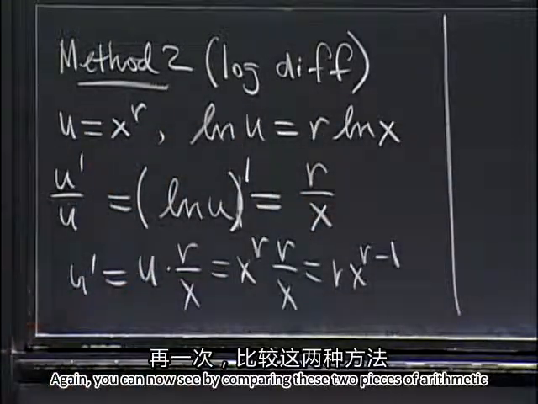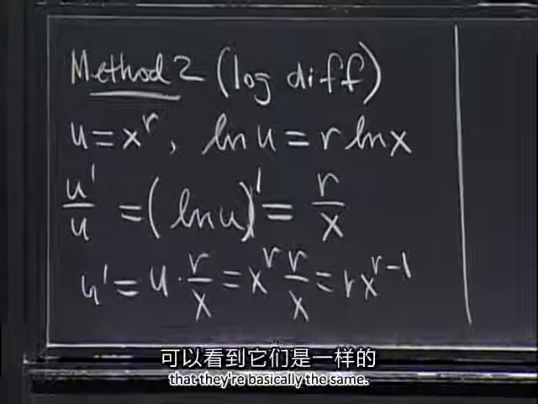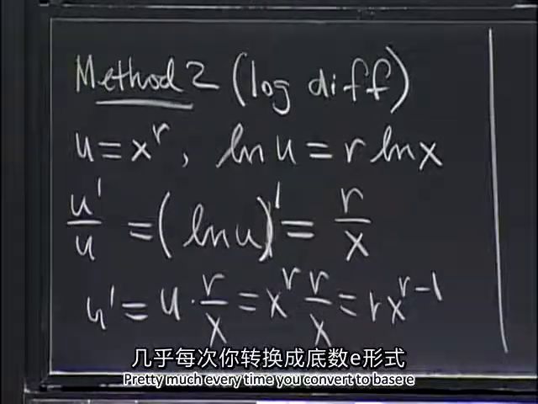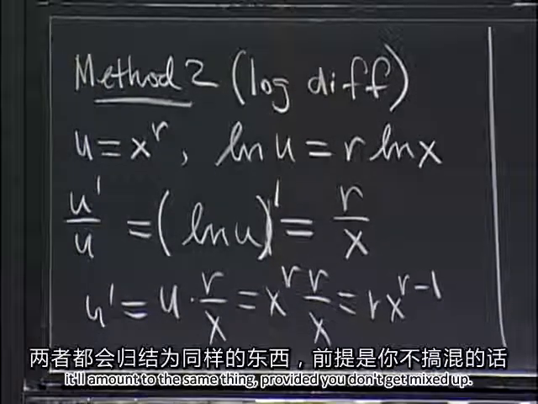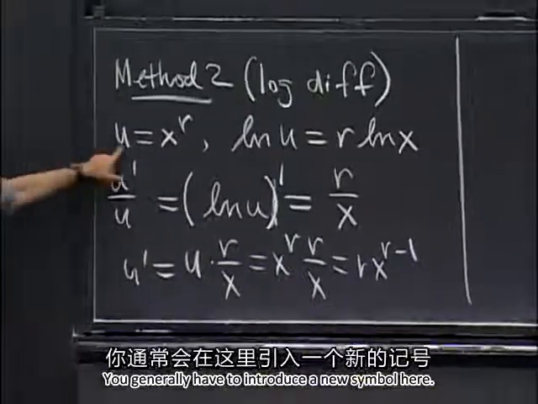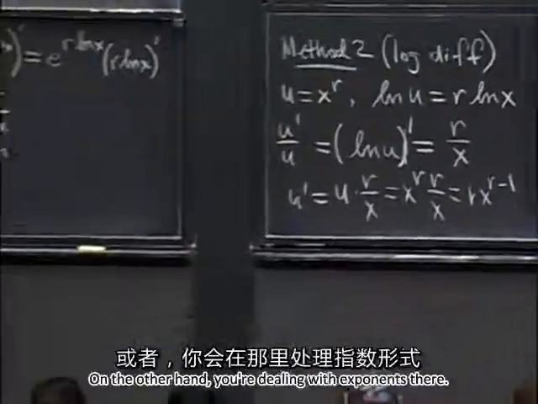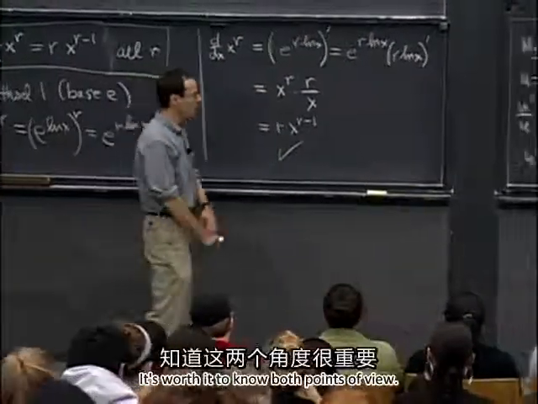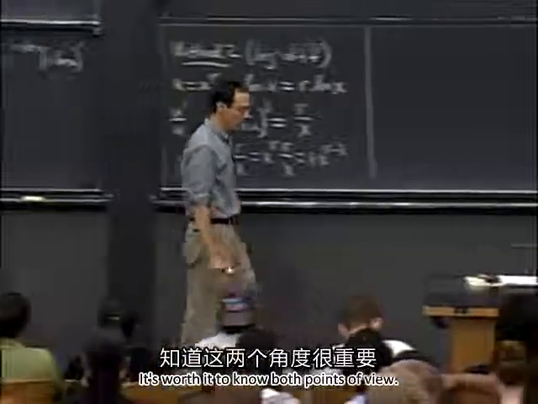Again, you can now see by comparing these two pieces of arithmetic that they're basically the same. Pretty much every time you convert to base e or you do logarithmic differentiation, it'll amount to the same thing, provided you don't get mixed up. You generally have to introduce a new symbol here. On the other hand, when you're dealing with exponents, it's worth it to know both points of view.